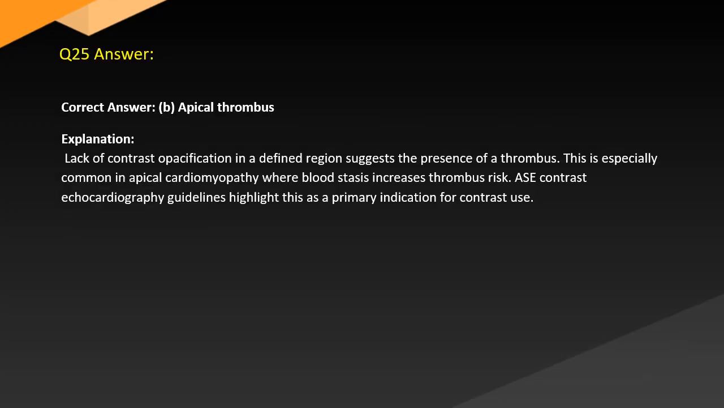Answer. Correct answer. B. Apical thrombus. Explanation. Lack of contrast opacification in a defined region suggests the presence of a thrombus. This is especially common in apical cardiomyopathy where blood stasis increases thrombus risk, as contrast echocardiography guidelines highlight this as a primary indication for contrast use.